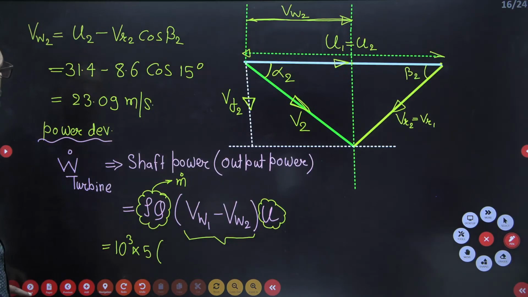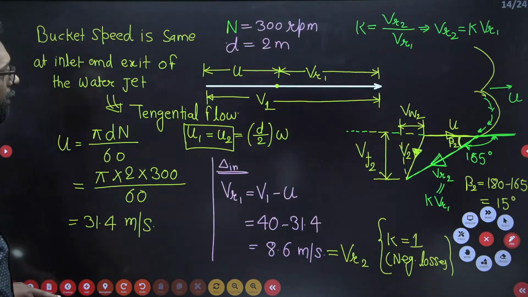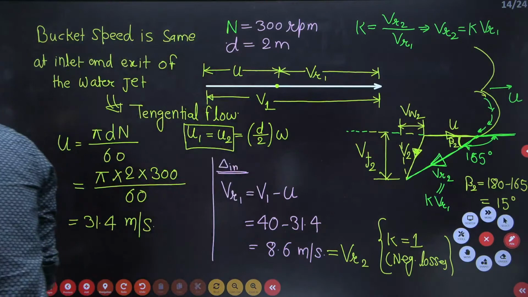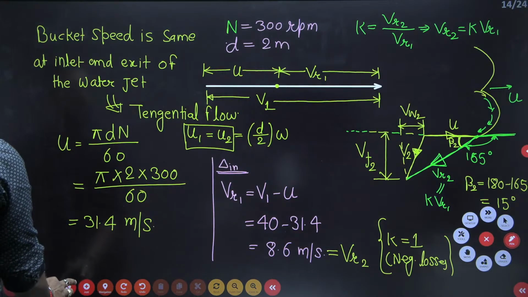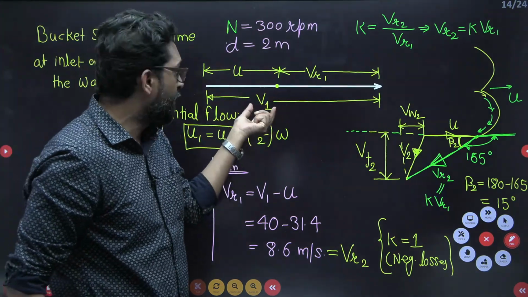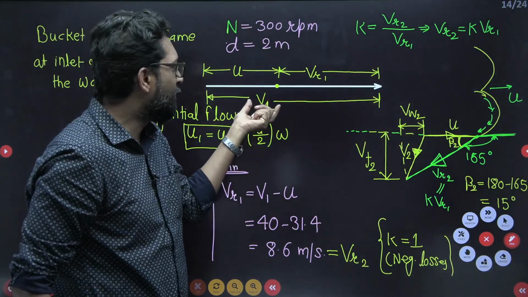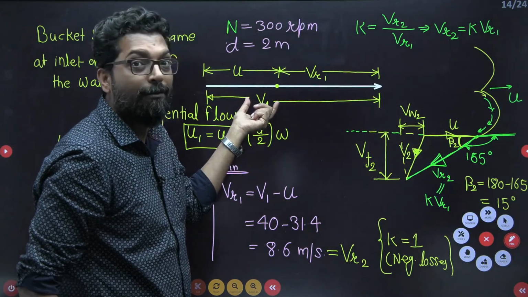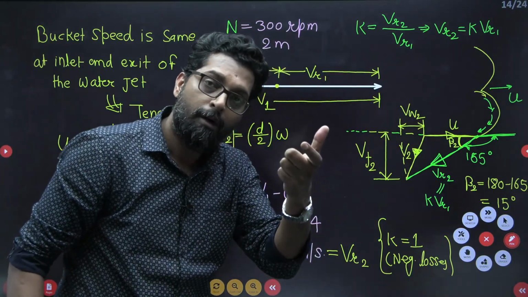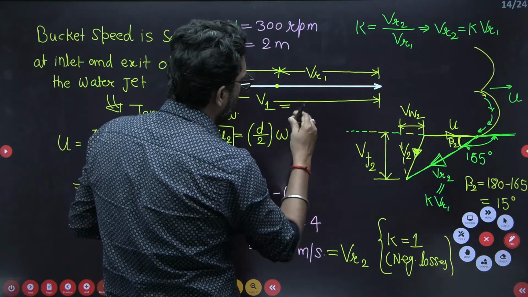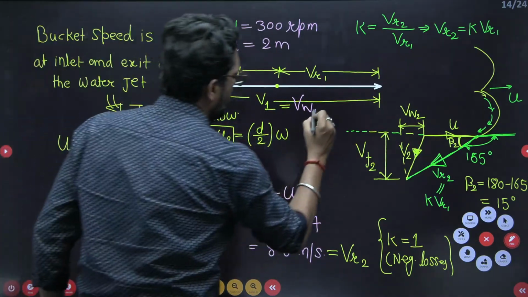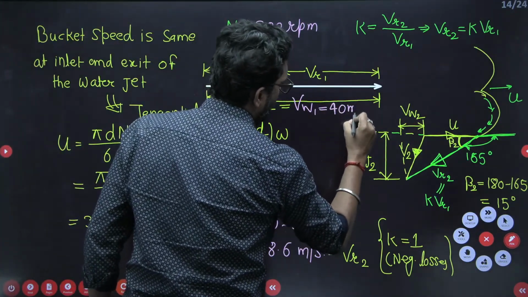Okay, no problem. So what is your Vw1? This is your VR1. Vw1 is the same as this, why? Because Vw1 is the horizontal component of this V1. So the horizontal component of absolute velocity is Vw1, and this velocity is given as 40 meter per second. Why? Because this is a straight line.